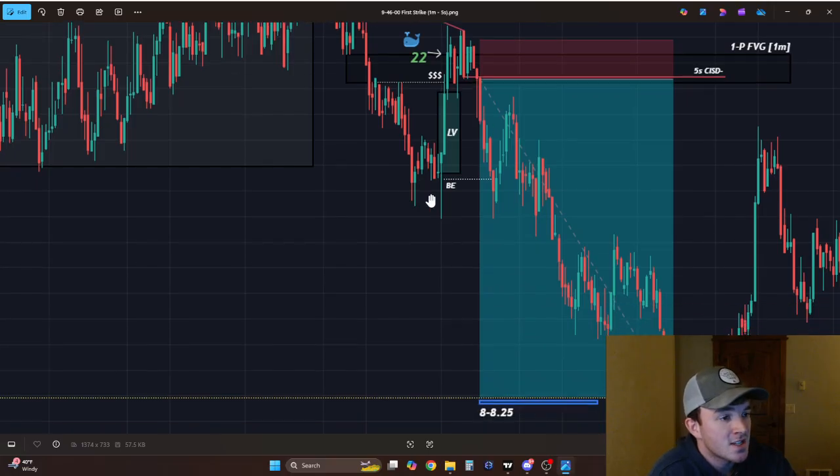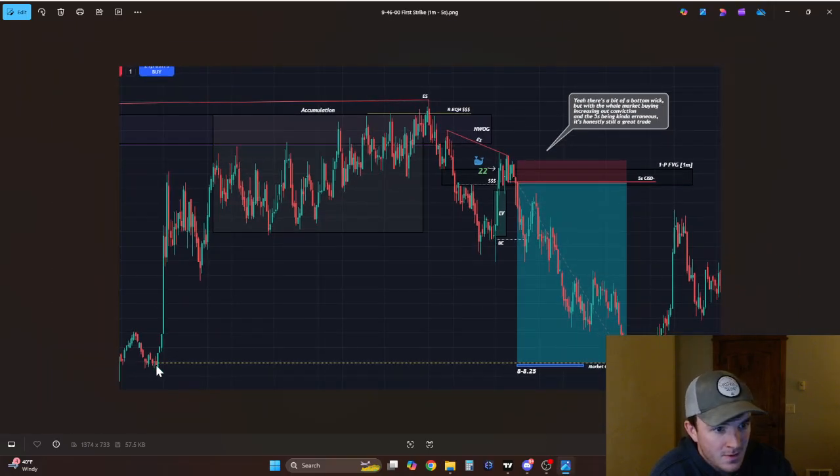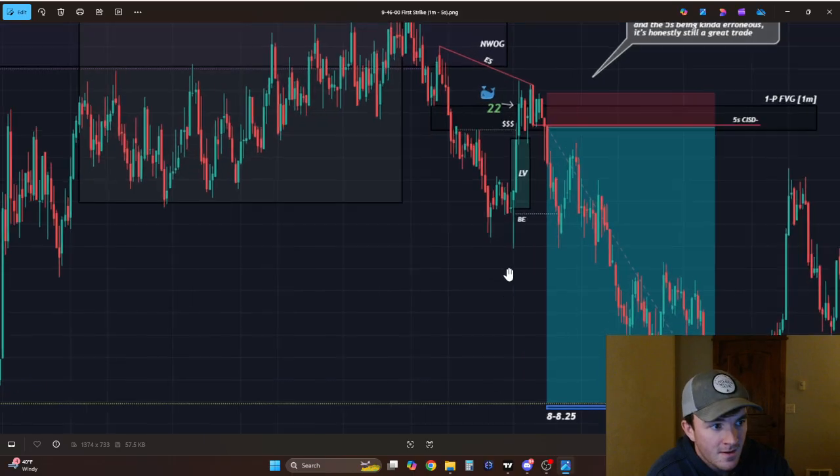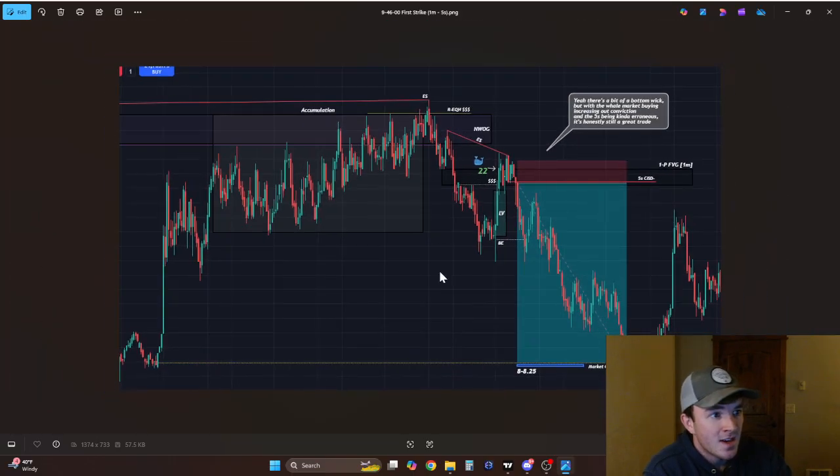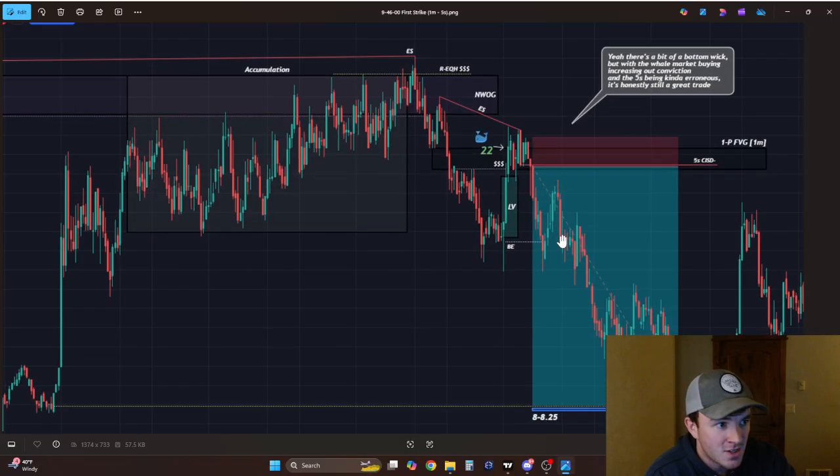So 5-second change in state, and then what's our draw on liquidity? Market open lows. That's 8R right there. You can go break even right there. You could go break even anywhere in this price leg, and you would have been chilling.